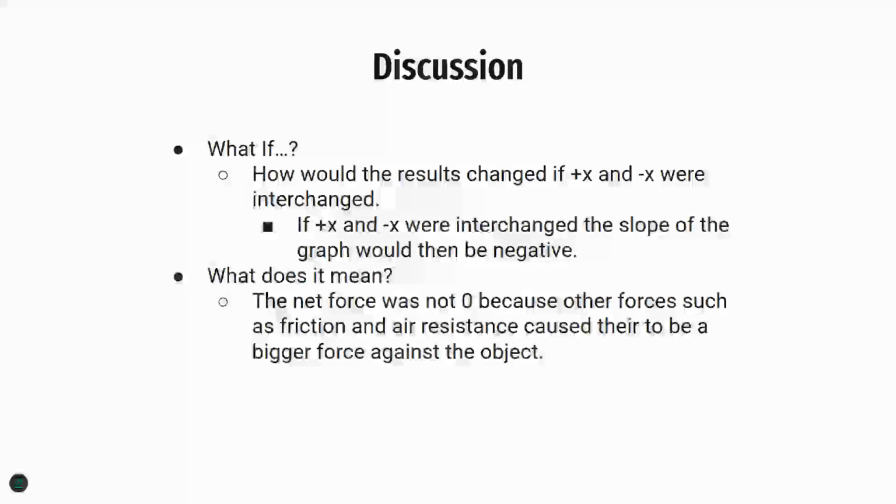This lab also shows that the net force was not 0 because other forces such as friction and air resistance caused there to be a bigger force against the object. This is why, in the actual data, the ball is slowing down, because friction is pushing against it, which is having a bigger effect on the rolling force, as well as there's probably a little bit of air resistance as well that is helping friction slow the object down.